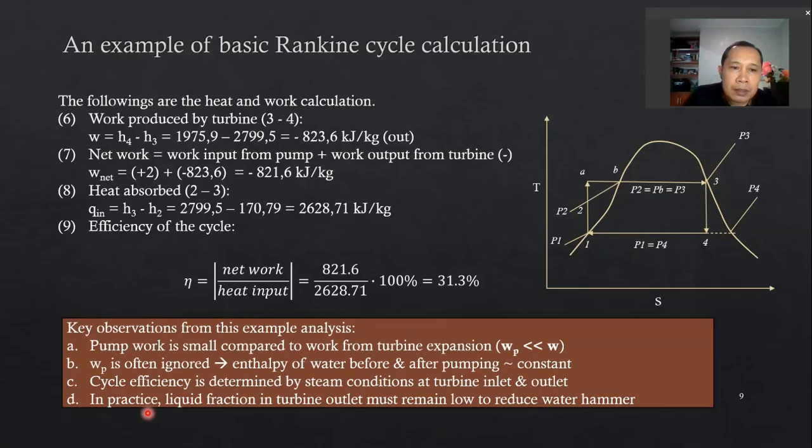Okay, in practice, liquid fraction in turbine outlet has to remain low. Okay, so it means in point 4, you want to move as far to the right as possible. Okay, because this will reduce the risk of water hammer. Anything that increases the fraction of vapor in this two-phase dome is good for your turbine. Again, so you want to have as dry outlet condition as possible in point 4. Okay? Meaning you want to move there as much as possible.